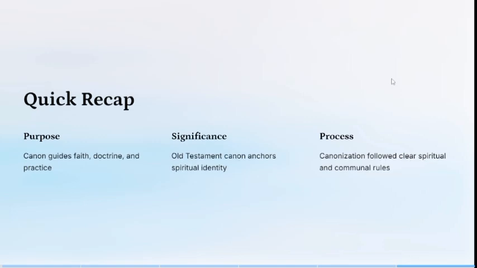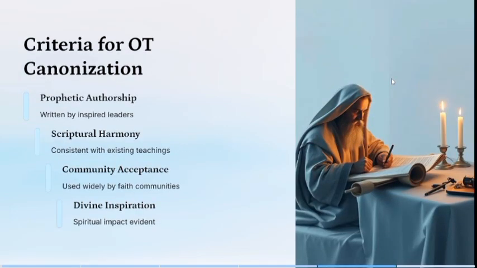Now, what are the criteria for this canonization? I remember that I spoke about this in our last class, where I mentioned the criteria for the Old Testament canonization, such as the prophetic authorship, which were written by inspired leaders or the apostles at that time. Then we also have the scriptural harmony, which were consistent with existing teachings. Then we have community acceptance, where religious communities used the book widely. Then we have the spiritual impact or evidence, whereby there's divine inspiration in this canonization process.